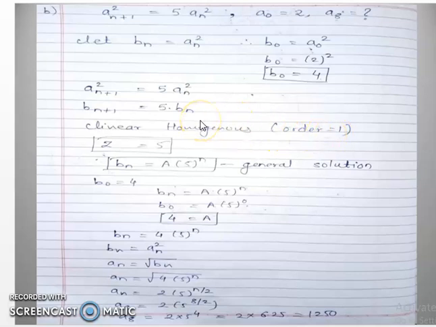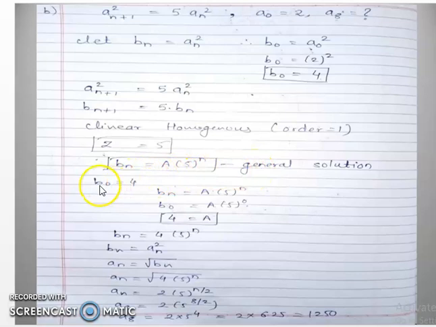If the order is 1 for any linear homogeneous type equation, then the factor value is directly the constant value. That is, z = 5, the factor answer is 5. Therefore, the general solution for this type of homogeneous equation is b_n = A alpha_1 raised to power n. Alpha_1 means the factor of the given equation, that is 5. Therefore, we put alpha_1 as 5, that is b_n = A times 5 raised to n, the general solution of the given equation.